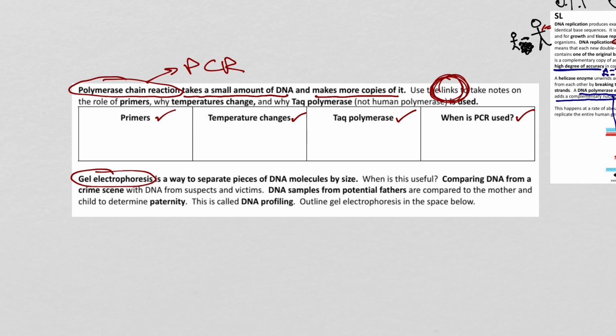Okay, I'm sure you went and did that. So let's see how we did. When is PCR used? When you have a small amount of DNA and you need more copies.